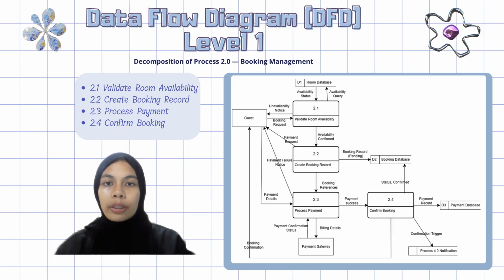Next, 2.3 safely routes the billing details through the external payment gateway. Once a successful transaction status returns, process 2.4 immediately updates the status to confirmed and passes the data forward to trigger the notification engine. This ensures that every booking step is completely tracked and verified.